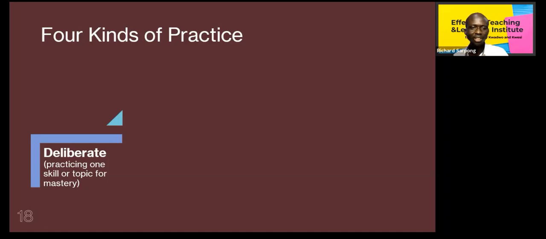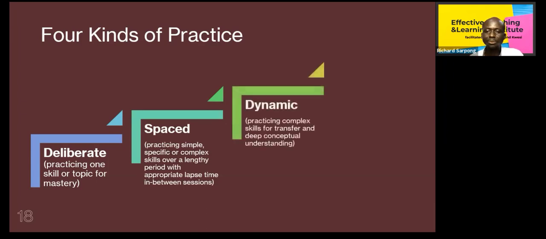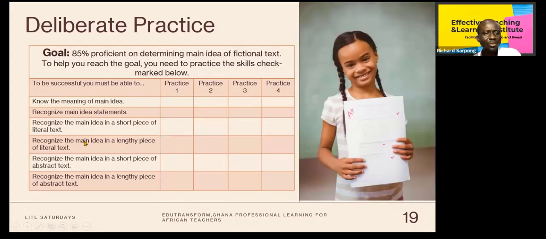In fact, there are 4 kinds of practice work. I'll start with the first one, which is deliberate practice. That has to do with when you have taught a particular skill, idea or concept, give students enough opportunity to practice it. So for instance, if you have taught them how to identify the main idea in a text, you should have a series of worksheets or practice work.